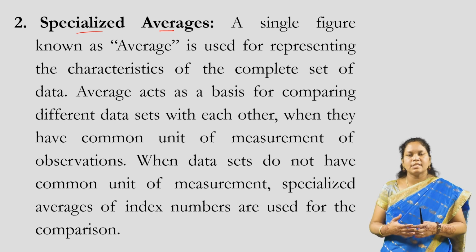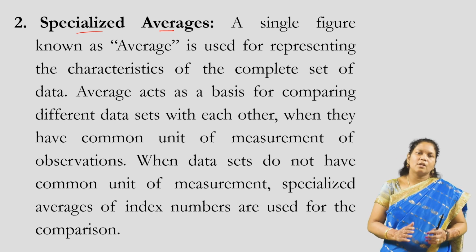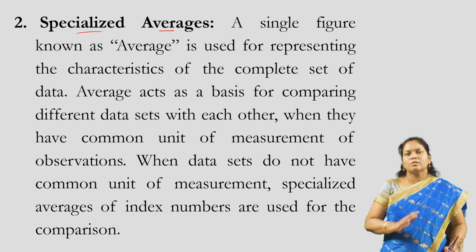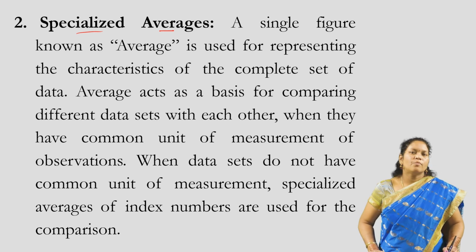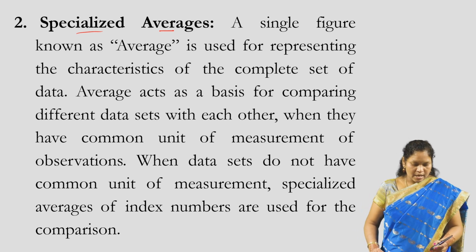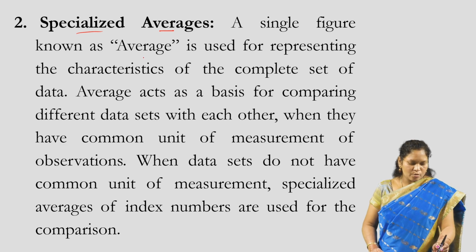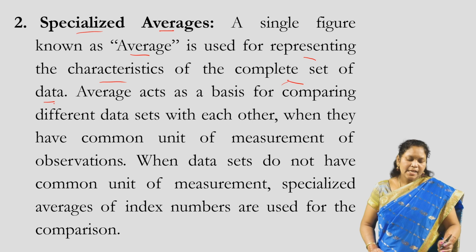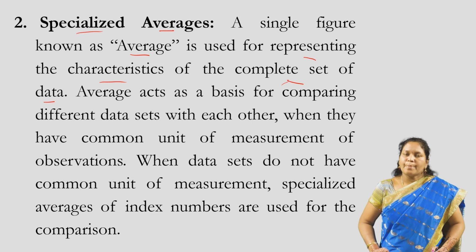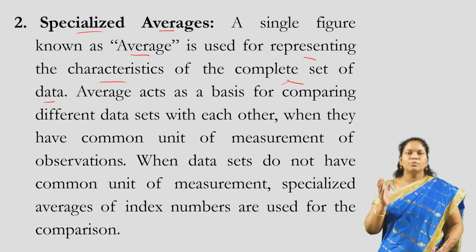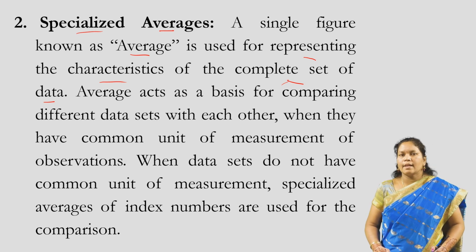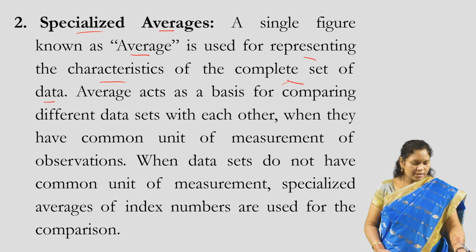So I'll do average itself, but I'll consider their particular quantities also. So this is how the second feature goes on. Whenever quantities also should be considered, particularly we'll go for these specialized averages. So that's what they have mentioned here. A single figure known as average is used for representing characteristics of a complete set of data. So a single figure we always use, but sometimes particular units we need to consider. At that point of time we'll go for specialized averages. That is your second feature.